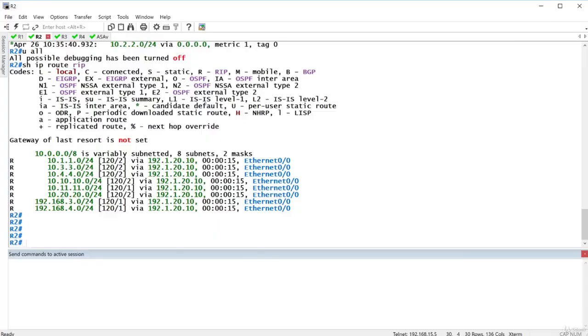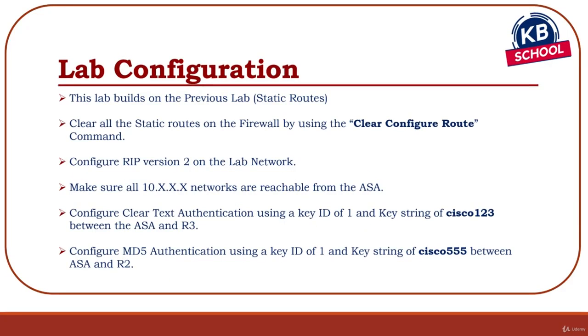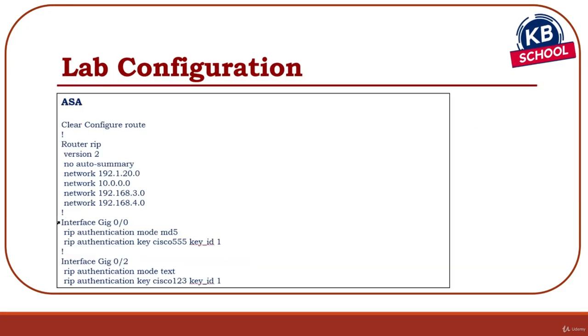So that finishes this particular lab up. All the different commands, how you do it on the ASA firewall. This was for your outside interface. That was MD5, Cisco 555, key ID 1. This was for your router 3 on the DMZ, gig 0/3, Cisco 123, key ID 1, mode is text. I don't need to put this command in, but I'm just putting it so that you guys know that's the command that makes it work. If you don't put it, it'll still be okay, but just for your information.